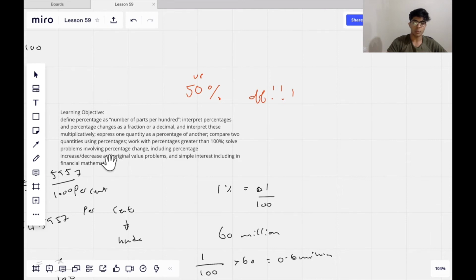Solve problems involving percentage change, I'll do that in a second. And simple interest, I'll do that right then. I don't have a question explicitly for this, but I'll talk through that.